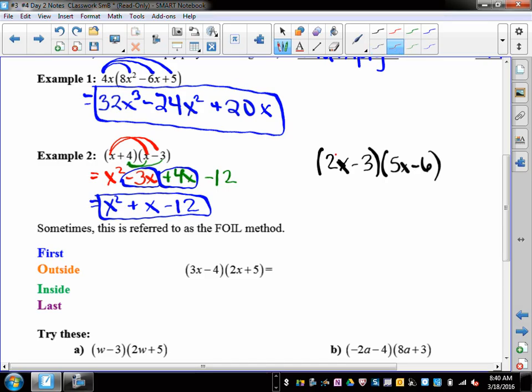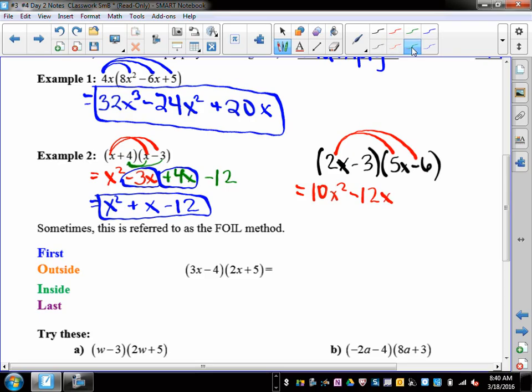Distribute your first term. 2x times 5x gives me 10x squared. Distribute it to your last term. 2x times negative 6 gives me negative 12x.